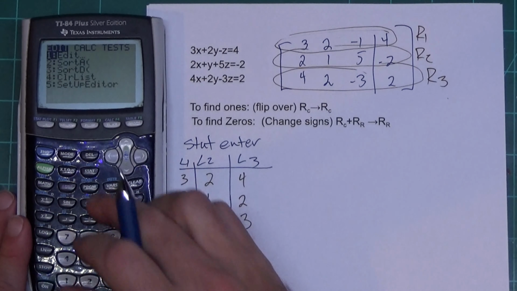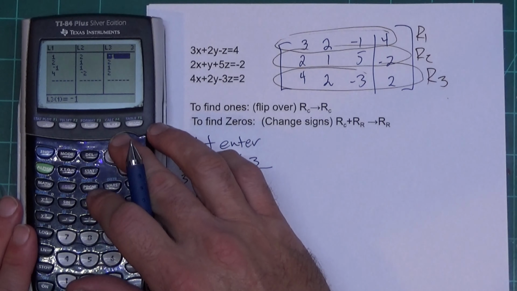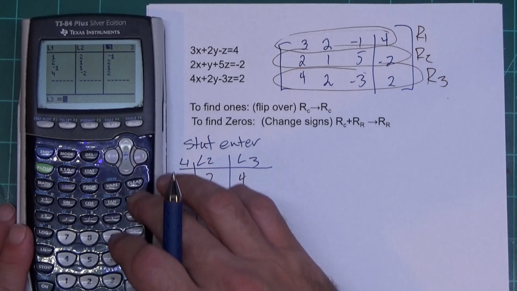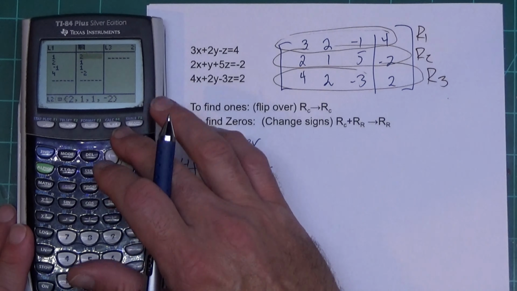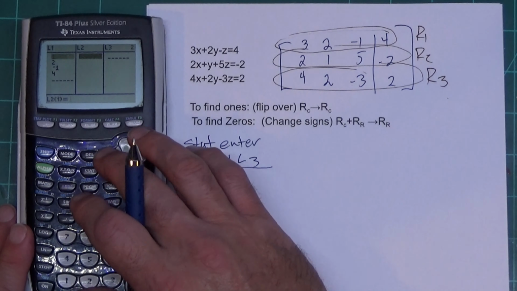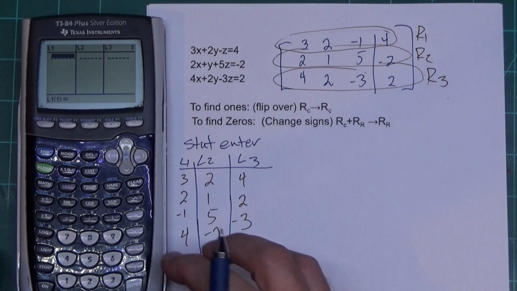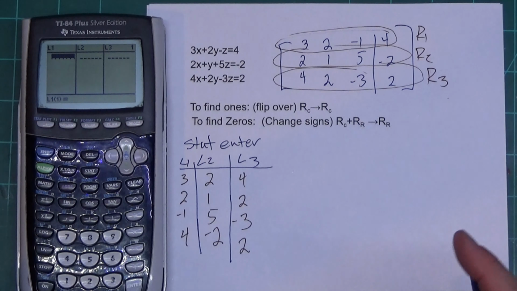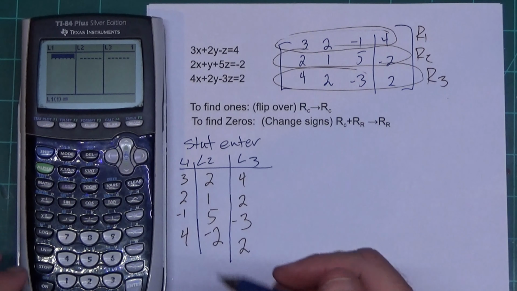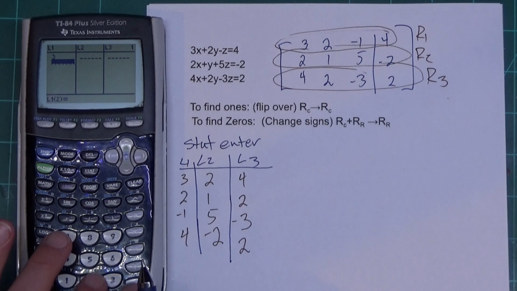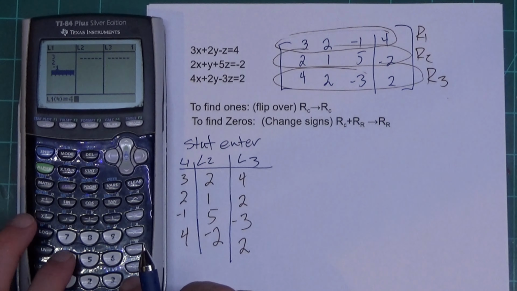Now let me type them in here. Press Stat, hit Enter. Now I want to get the numbers out. So I hit Clear and Enter. Do not hit Delete. If you hit Delete, it deletes the whole column, and you don't want to do that. Hit Clear and Enter. It's just the best thing to do. So I'm going to type them in. I'm going to hit 3, Enter, 2, Enter, negative 1, Enter, 4, Enter.